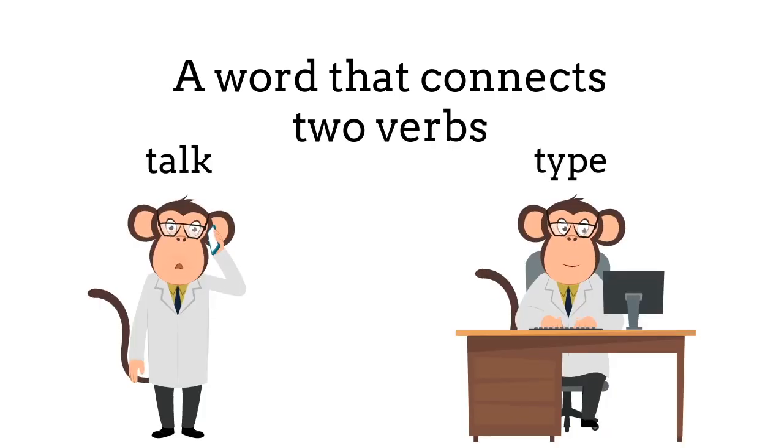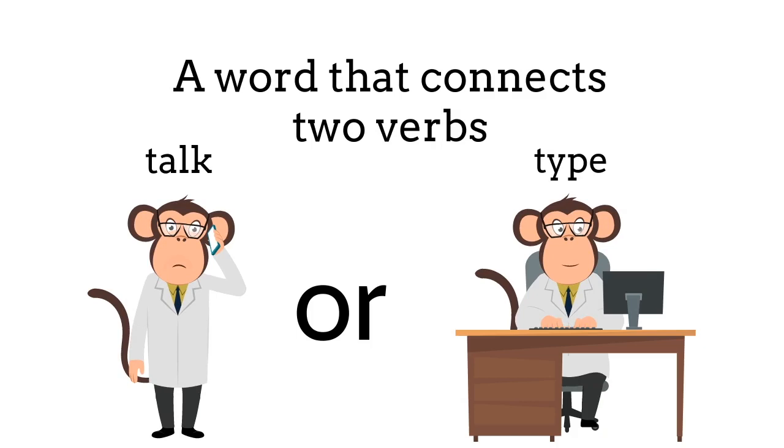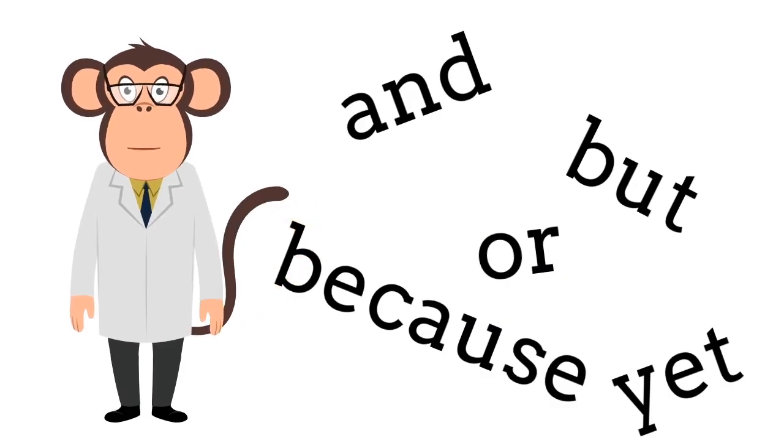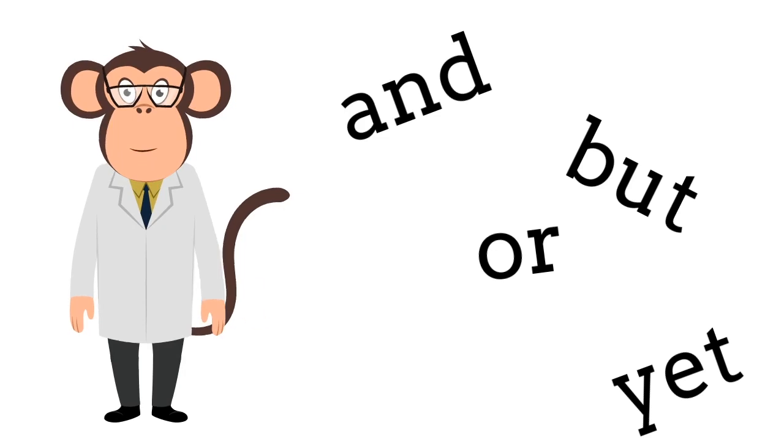Look at this picture. The monkey's talking, the monkey's typing. We use the word "or" to connect those two words together. The most commonly used conjunctions are and, but, or, because, and yet.